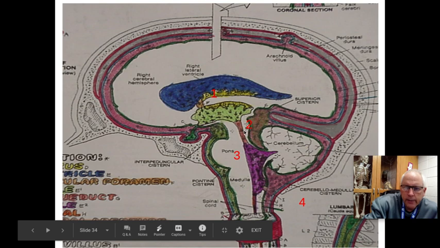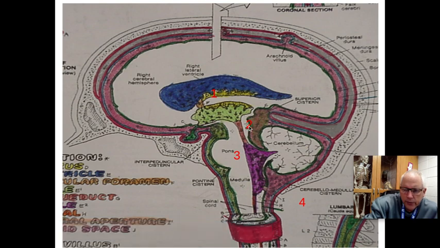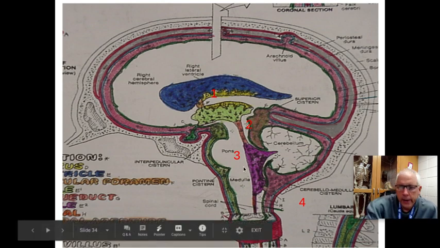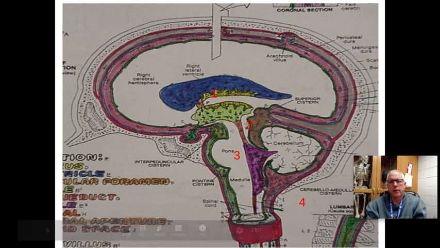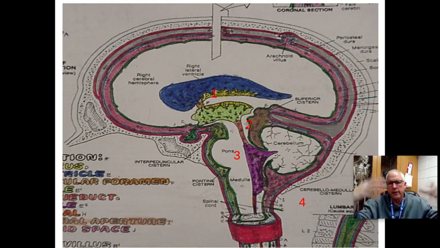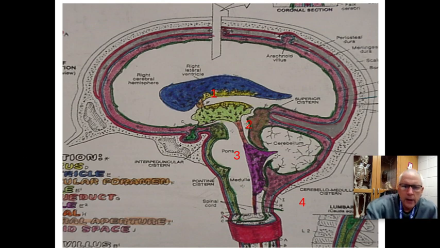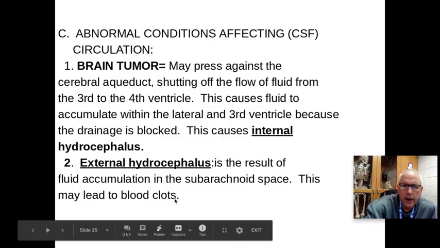The problem is we have some narrow spots. Sometimes when people have traumatic brain injuries or tumors, or meningitis where the membranes swell inside the brain, we can cut off this flow and then everything backs up. Think of a sink that has a plugged drain, and all the water backs up into the sink, right? It has no place to go because we're in the middle of the brain, so it puts pressure on the outside. There are some things that we call abnormal conditions that can affect that flow.